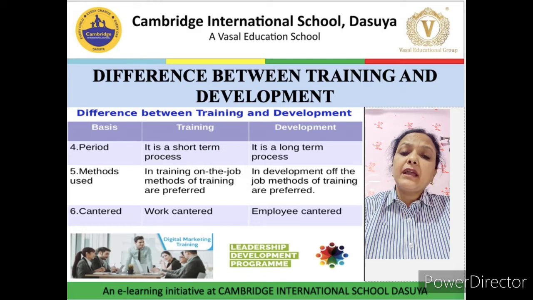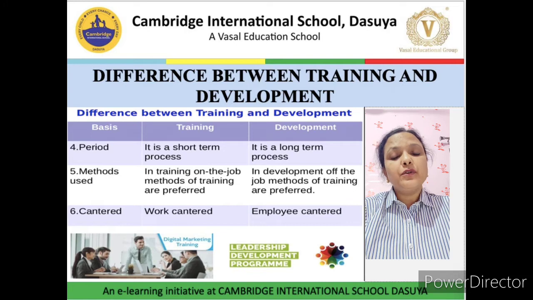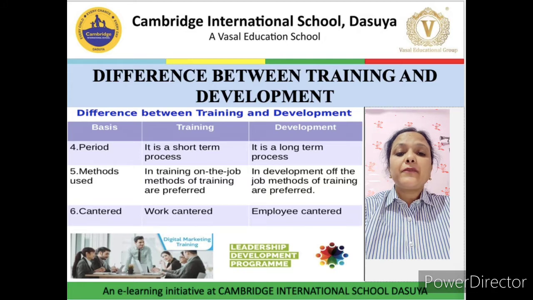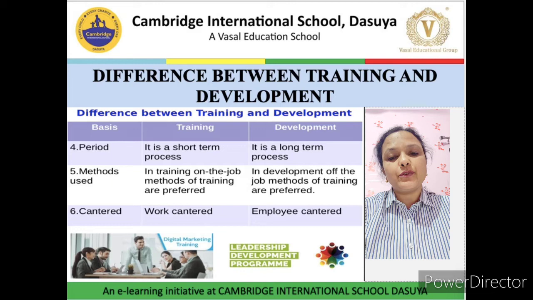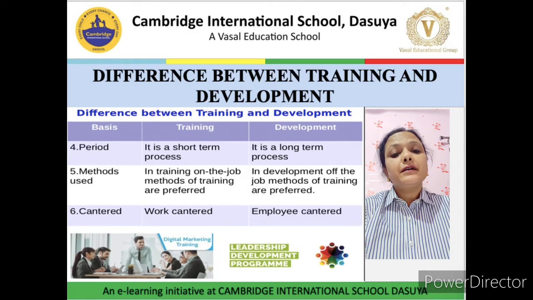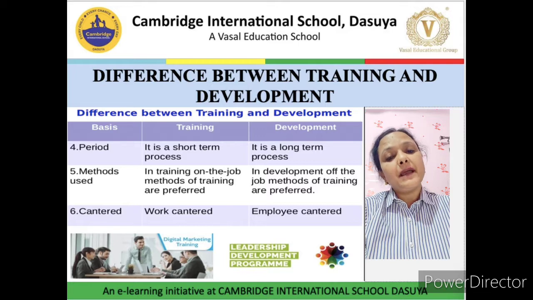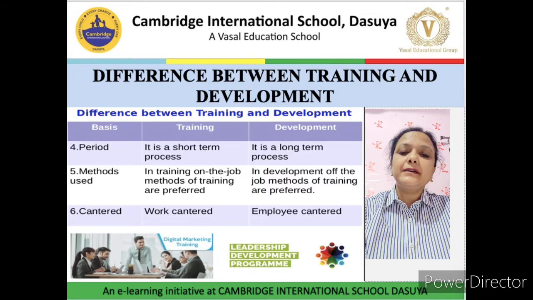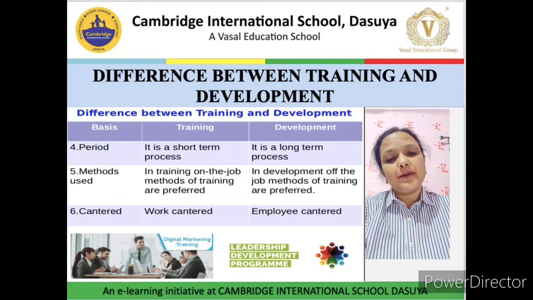Now, centered. The training focus is on work. That means we are going to train one worker to improve his skills, to improve his performance, so that we can give good results, desired results, or good outcome. And development is related to an employee centered approach. That means our focus is on the development of an employee.